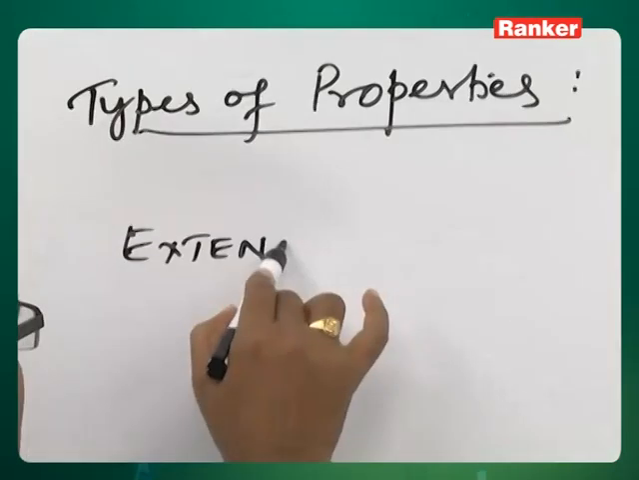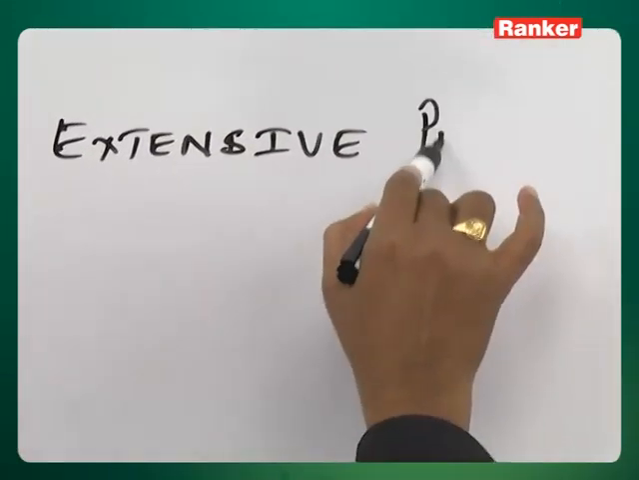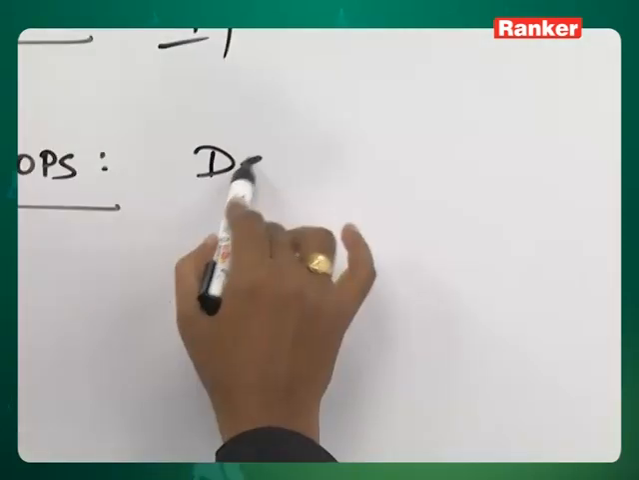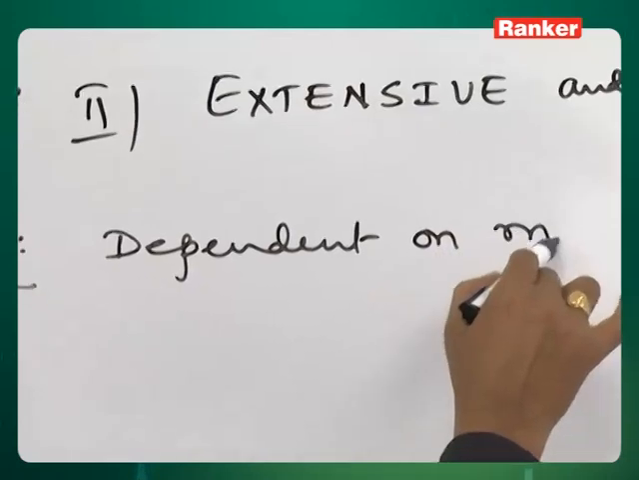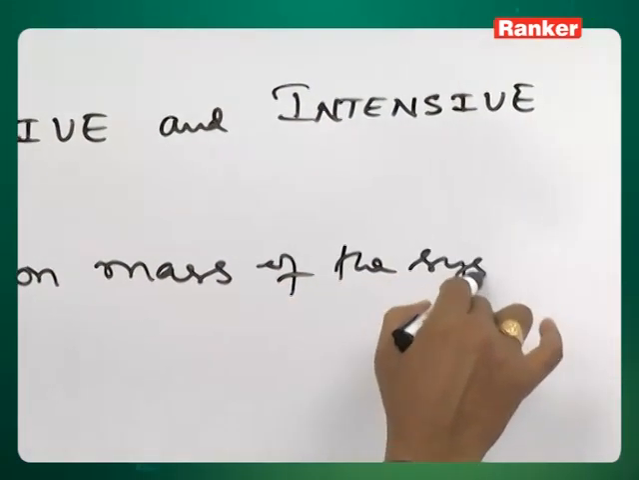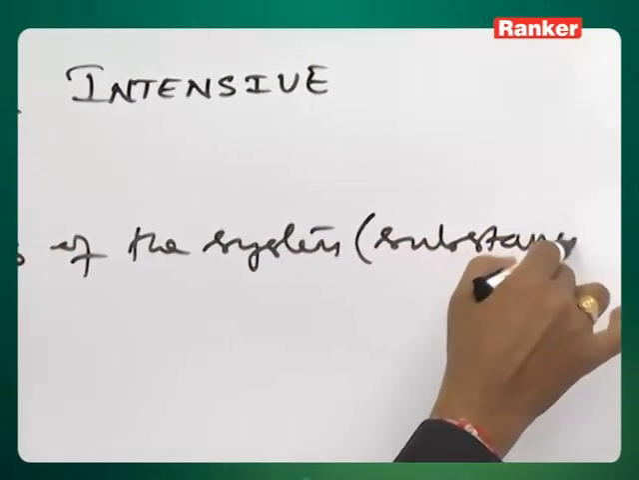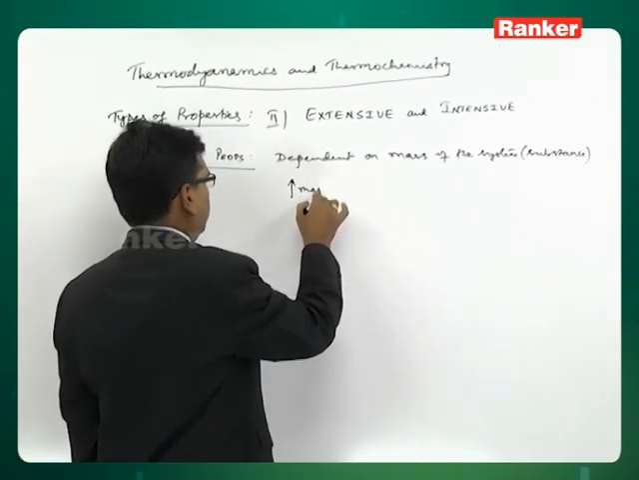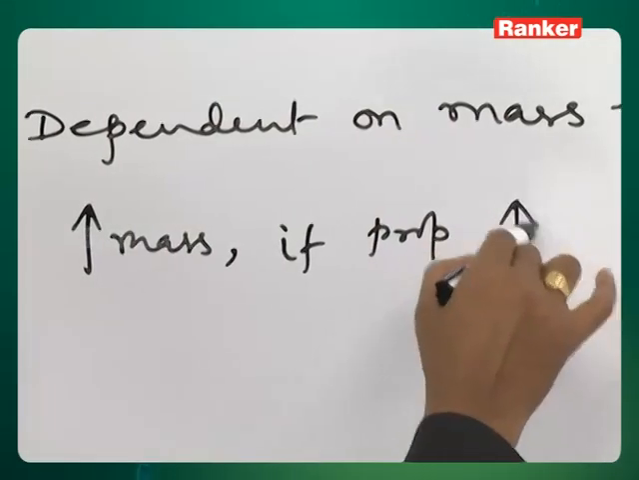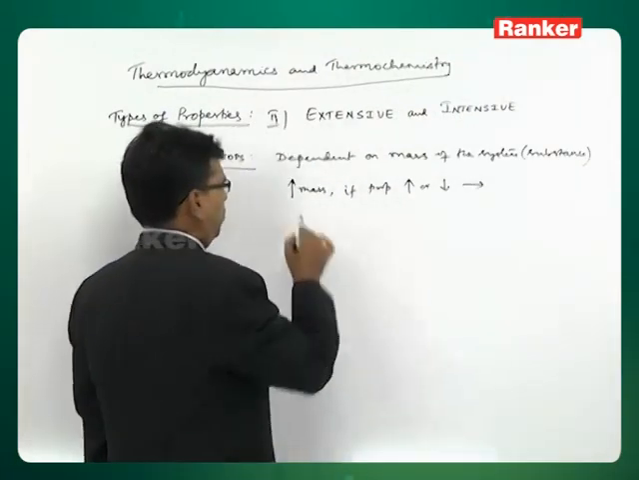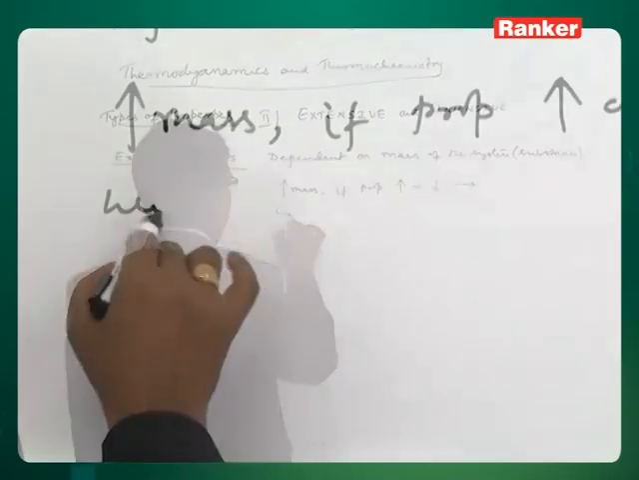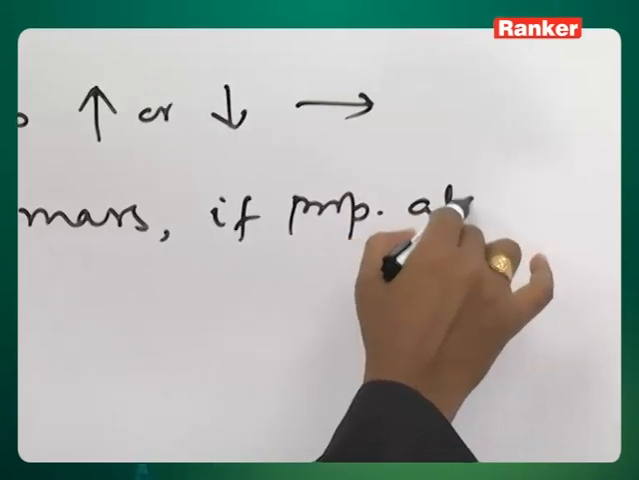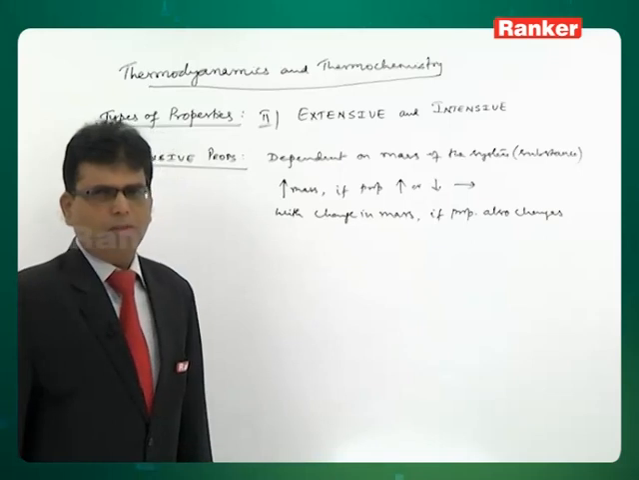Extensive properties are the properties of a system which are dependent on mass of the system or substance, which are dependent on mass of the substance. That means, with increase in mass, if property increases or decreases, or with change in mass, if property also changes, then we call it as extensive property.